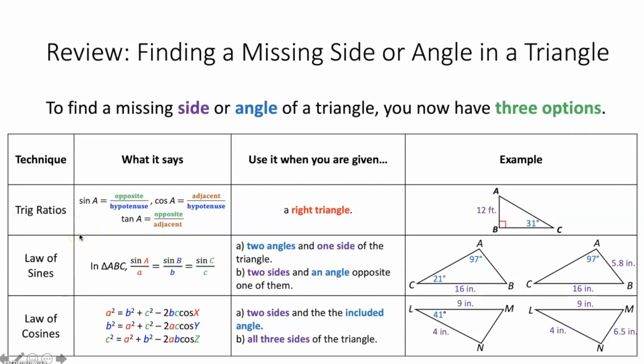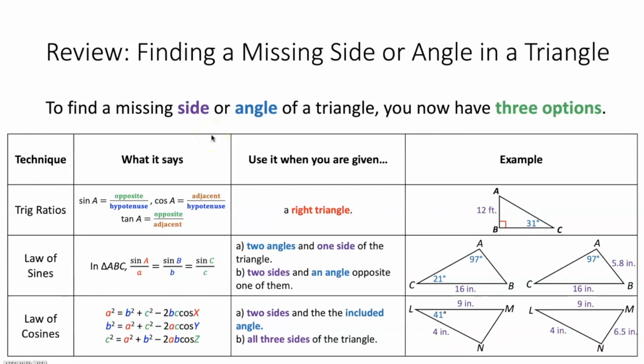If it's a non-right triangle, you're either going to use the law of sines or the law of cosines. Now the law of sines comes in handy when you're given two angle measures and the length of one of the sides, or you're given two side lengths and the angle measure opposite one of those given side lengths. The law of cosines comes in handy when you're given two side lengths and the included angle measure, the angle between those two given sides, or if you're given all three sides in a triangle.